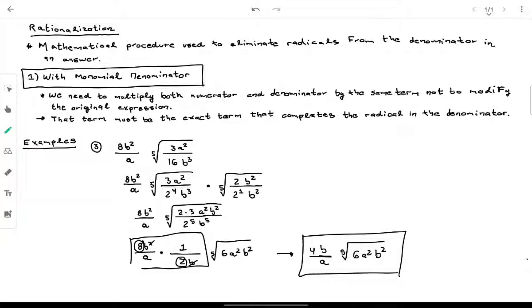So in this case, that's the same idea for every exercise. We need to do the same process. We need to complete the root on the denominator in order to be possible to take it out. And in the final answer, we won't have any roots on the denominator. So let's see one last example.